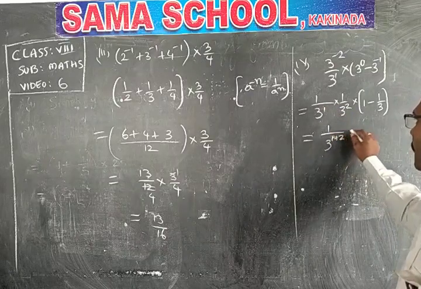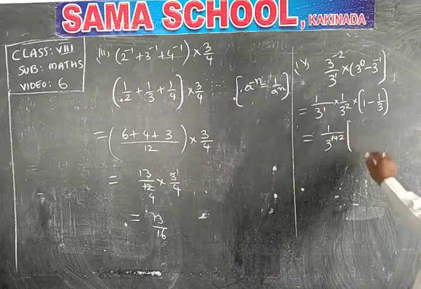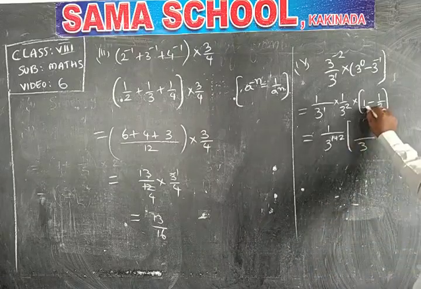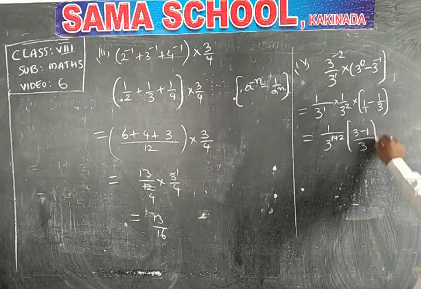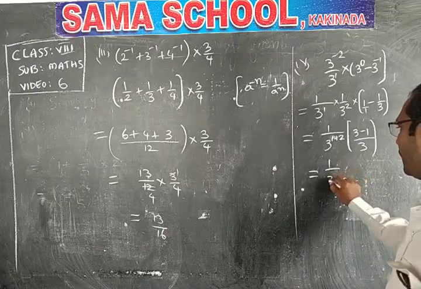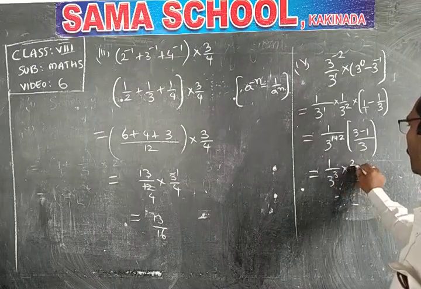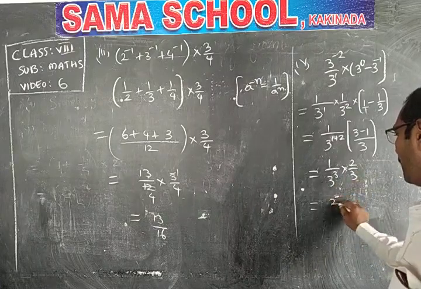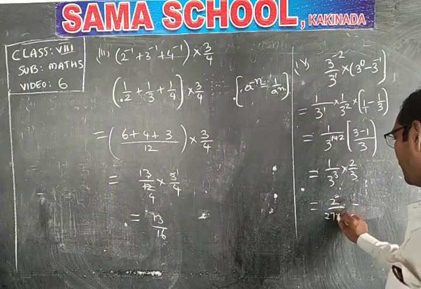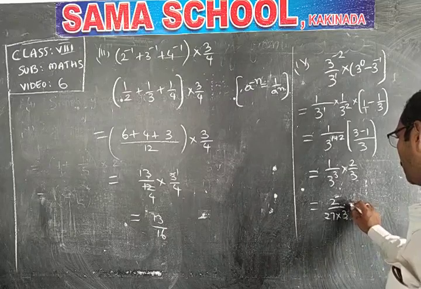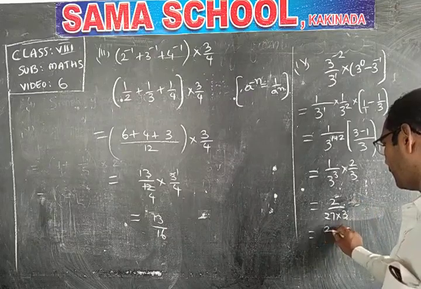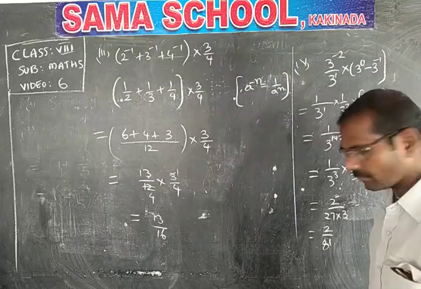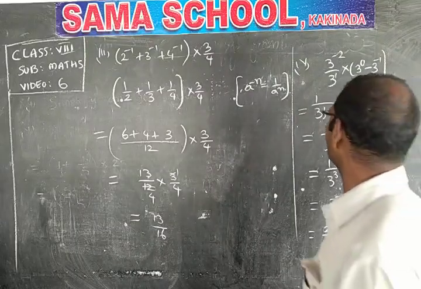So again you can write it as 1 by 3 into 3 square, 3 into 1. 1 plus 2: the bases are equal, so the powers should be added. Here the LCM is 3, so you can write 3 minus 1. So you can write 1 by 3 cube into 2 by 3. You can write it as 1 into 2, 2 by 27 into 3. How much? 2 by 81. So this is the final answer.